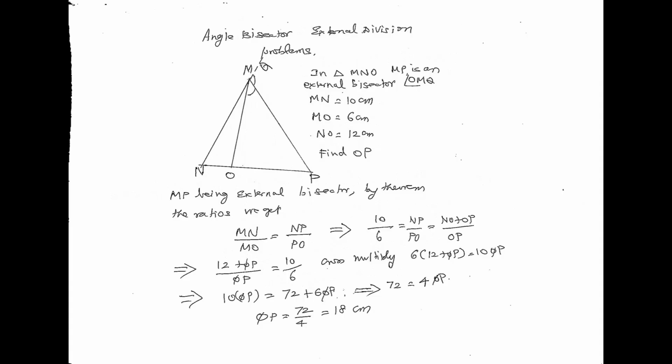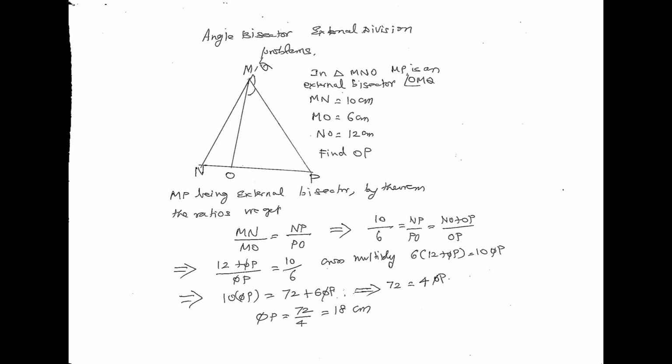Now coming to the next slide, angle bisector external division problem. MNO is a triangle and MP is an angle bisector of OMQ. MN is equal to 10 cm, MO is equal to 6 cm, NO is equal to 12 cm. We have to find the length of OP. MP being external bisector, by the theorem, the ratios we get: MN by MO is equal to NP by PO, which is 10 by 6.